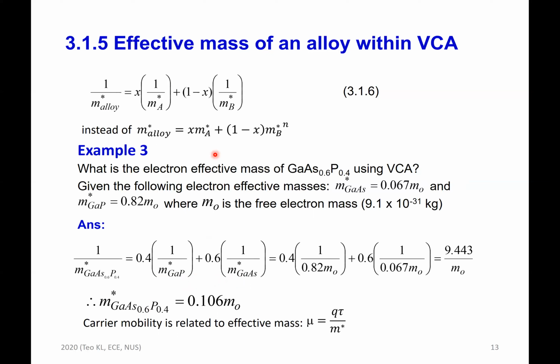So there's no reason why we can't use the direct weighted average, but we go by the standard literature. We use a weighted average by taking the inverse of the effective mass of the alloy. And of course, the carrier mobility, remember, is related to the effective mass. So mobility is equal to q tau over m. The mobility of the free carrier is determined by the effective mass of the material. So when we make an alloy, we also modify the effective mass.